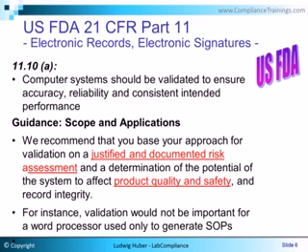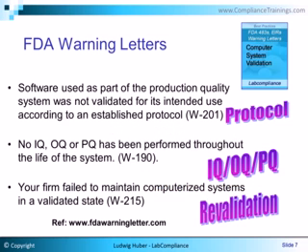Okay, this shows a little bit more detail on 21 CFR Part 11 and the related guidance documents, scope and applications. Part 11 simply states that computer systems should be validated to ensure accuracy, reliability, and consistent intended performance. The guidance recommends to base the approach and extent of validation on a justified and documented risk assessment and on the impact the computer system has on product quality and also on safety. So that's basically what this one is here.